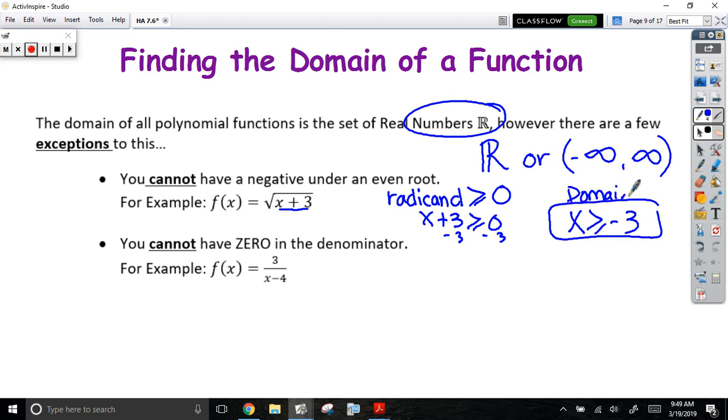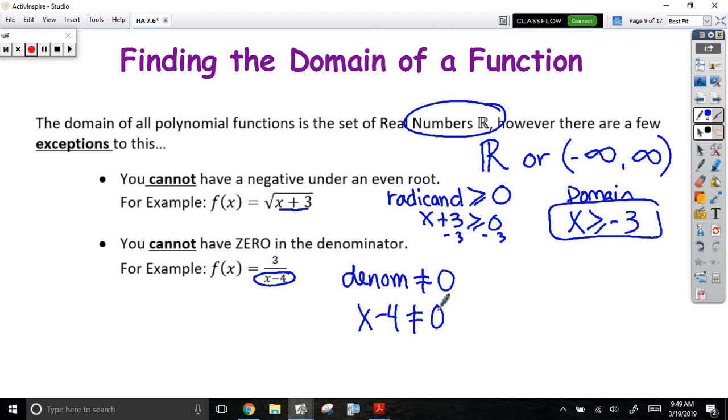So the domain would not be all real numbers. It would be that the values have to be greater than or equal to negative 3. The second exception we talked about above is that you cannot have 0 in the denominator. So if you have a fraction, you'll tell me that the denominator cannot equal 0. You will identify what's in the denominator. Tell me that it cannot equal 0.